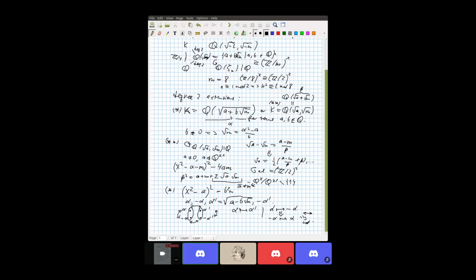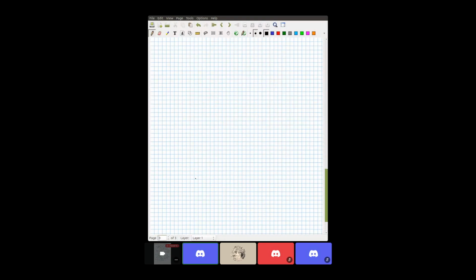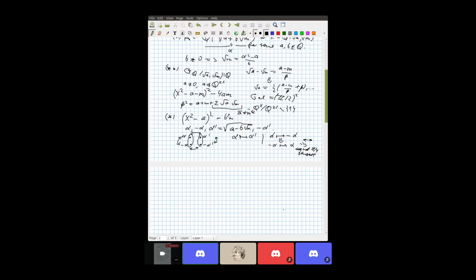It does not generate Z mod 4. And similarly for the next one. Okay, so next, if alpha goes to alpha prime, or minus alpha prime, it doesn't matter. Then what can we say? Then of course minus alpha goes to minus alpha prime.